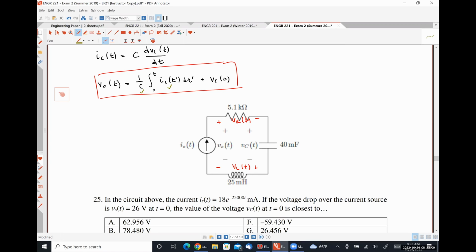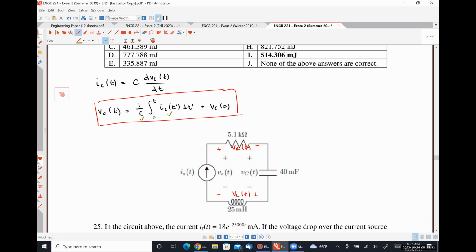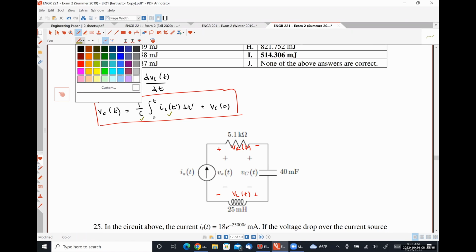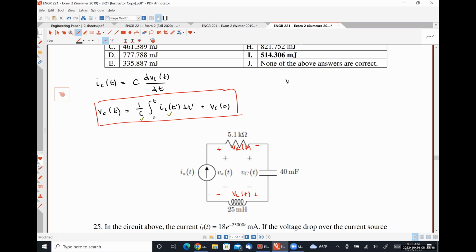We were given VS at 0. So Kirchhoff's voltage law around this loop tells us that VS of 0 is equal to VR of 0 plus VC of 0 plus VL of 0. VS of 0 was given to us. VR is just going to be 5.1 kiloohms times IS of 0, which is 18 milliamps.